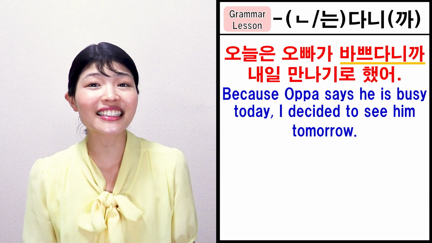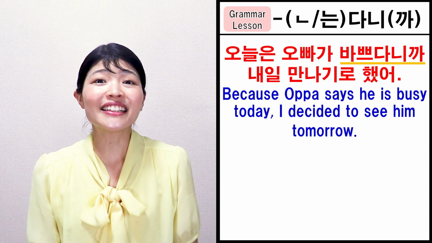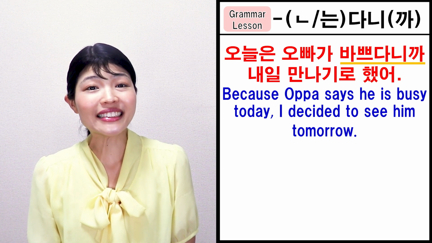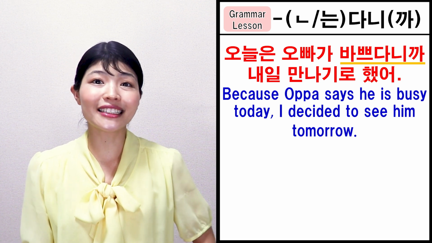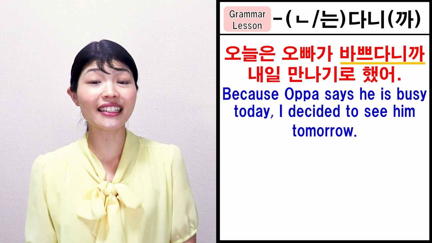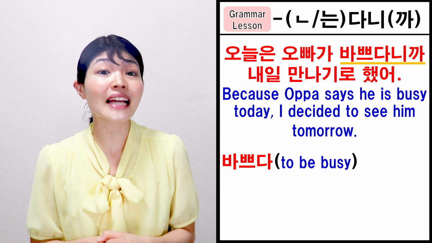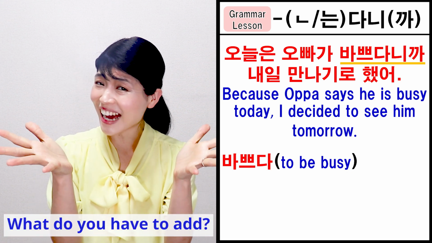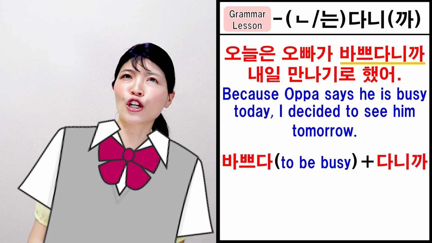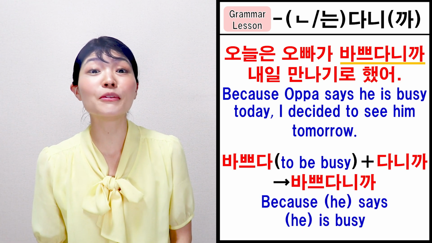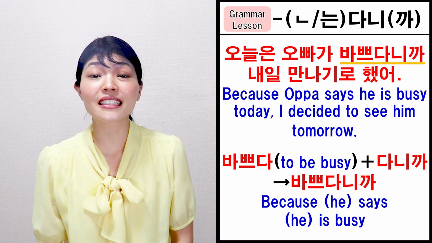Let's look at the next example sentence. 오늘은 오빠가 바쁘다니까 내일 만나기로 했어. Because Oppa says he's busy today, I decided to see him tomorrow. Here, 바쁘다, to be busy, is an adjective. So, what do you have to add? 다니까. Yes. You attach 다니까 to make 바쁘다니까, because he says he's busy.